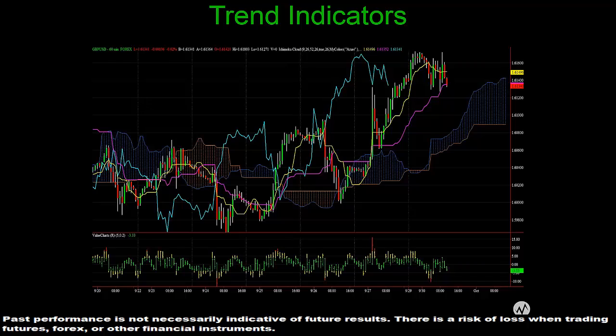So these indicators will just help define the prevailing directions of trends and price moves, and they just really help you visualize it a little bit better.